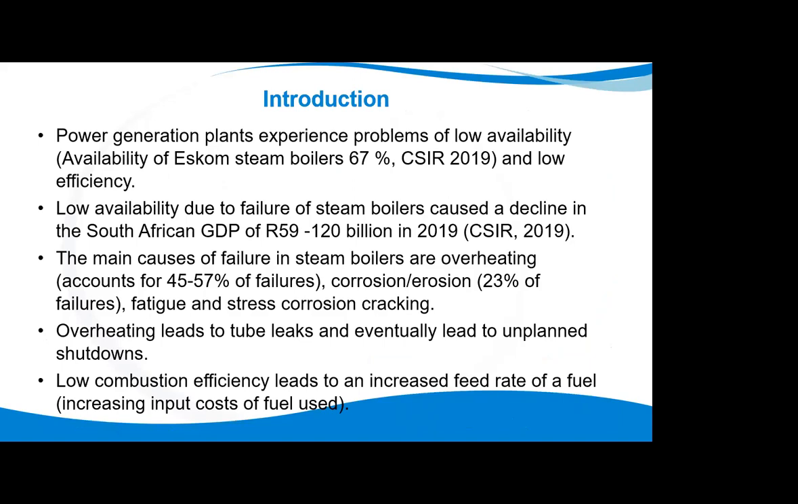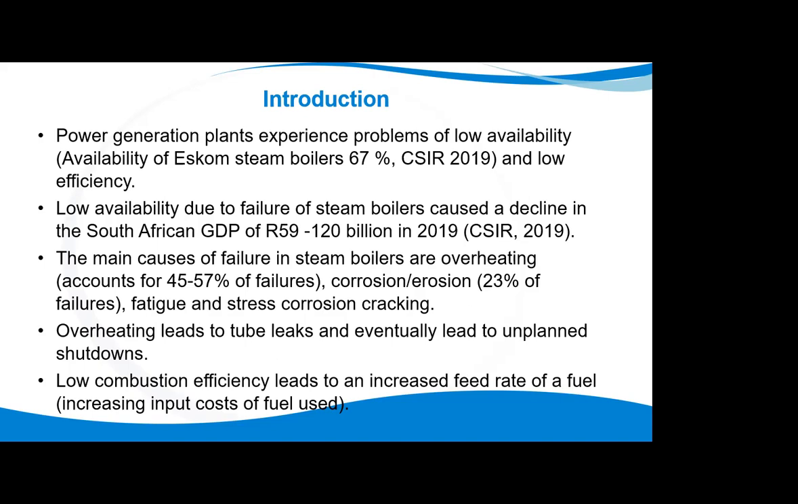So power generation plants in South Africa experience two major problems. One of low availability, and the second one of low combustion efficiency. According to the CSIR study conducted in 2018, the availability of Eskom steam boilers was around 67% at that time, which is quite a very low figure.